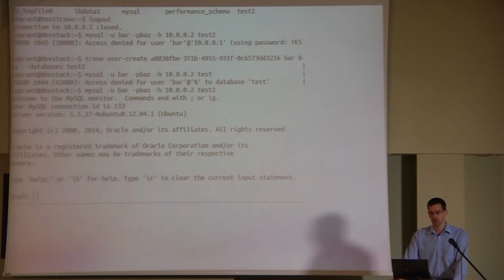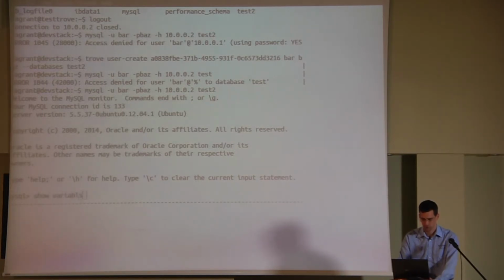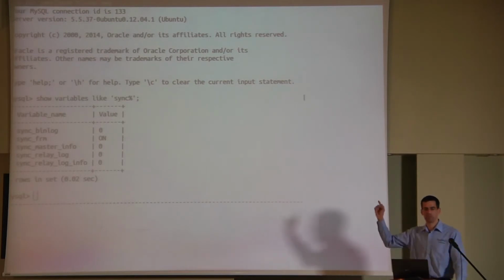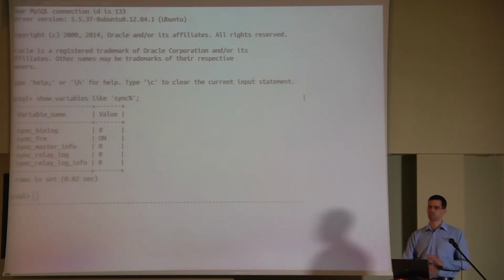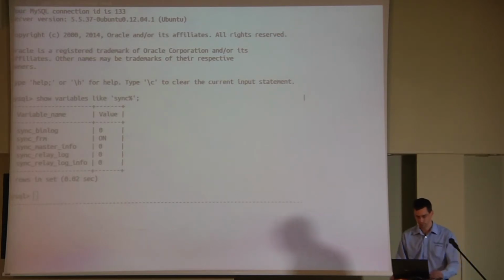OK, and now I want to show you, as I said, my favorite feature of them all, which are Trove configuration groups. So I'm here, and now I can do a show variables like, let's get our, so for example, look at the sync_binlog here, right? So it's a standard out-of-the-box MySQL installation. sync_binlog is set to 0, and that's it.